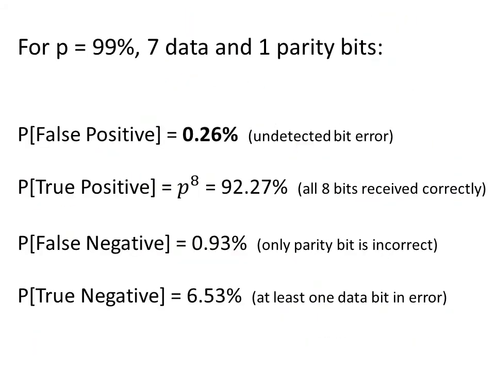So here are the calculations, and I've put in bold the one that we worry about the most. It's quite low, only 0.26%. The others, true positive and true negative, are what we want to have. Although we'd like to have true negative as low as possible as well, because this is wasted transmission. We have to ask for a retransmission if we detect that something is wrong. A false negative, close to 1% of the time, only the parity bit is incorrect, so we ask for a retransmission for no reason.